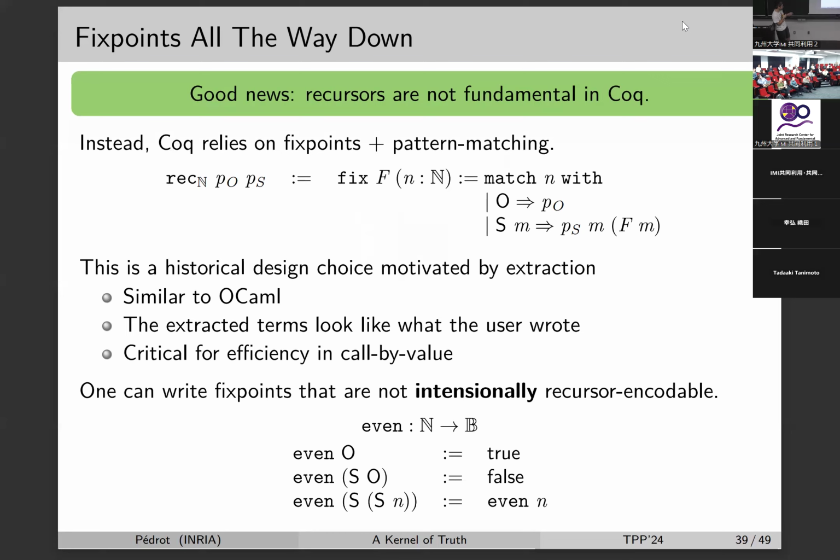In particular, you can write things that are not intentionally recursor-encodable. This is a typical example, like the function even. It's very easy to define, but if you try to implement it with recursors, then you're going to get something that doesn't compute exactly the same way. And it's very annoying. You can try it as an exercise. I mean, you can encode it, but it's not going to compute the same.